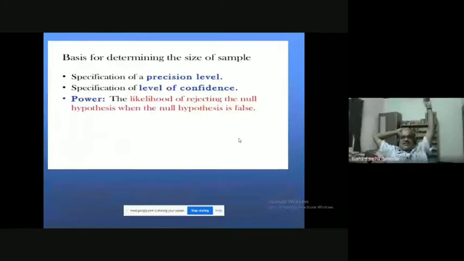And basis for determining the size of sample: precision level, we want to get 100% accuracy through sample study. Specification of level of confidence for minimizing the error. I have already explained so many errors. And likelihood of rejecting the null hypothesis, because in social science, our aim is to reject the null hypothesis. What is the null hypothesis? There is no significant dependence. There is no significant variation. There is no significant relationship between dependent variable and independent variable. No relation.